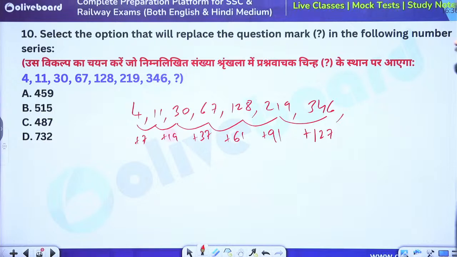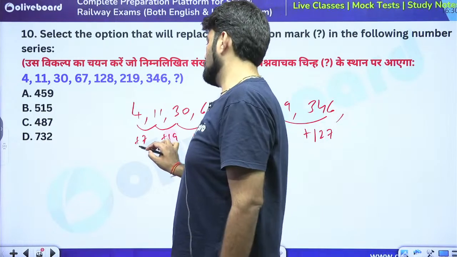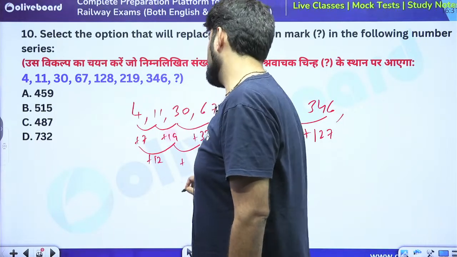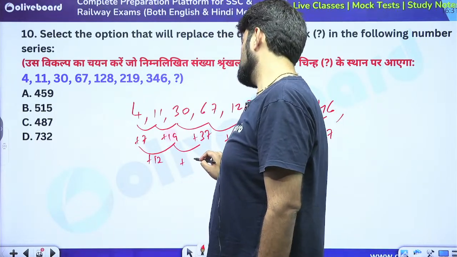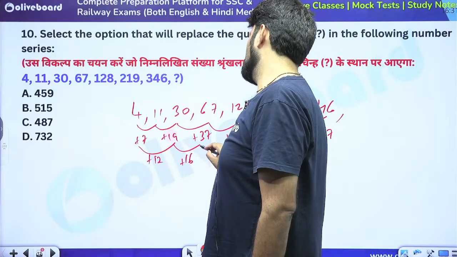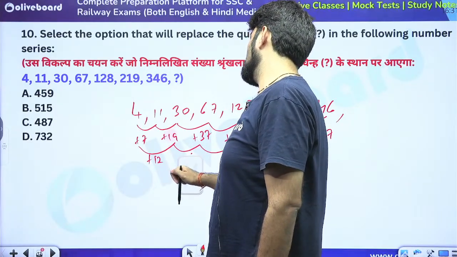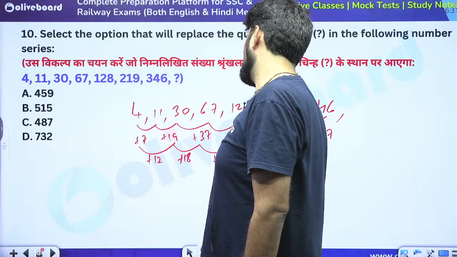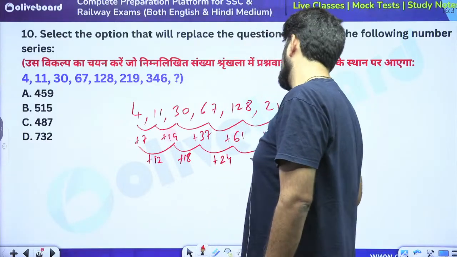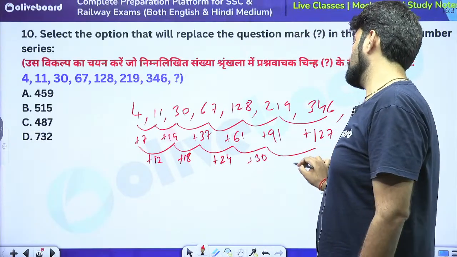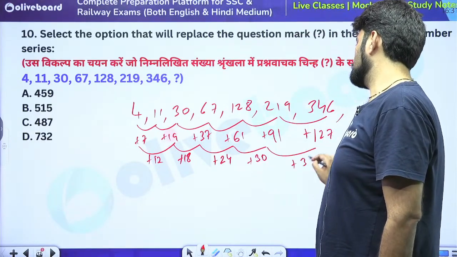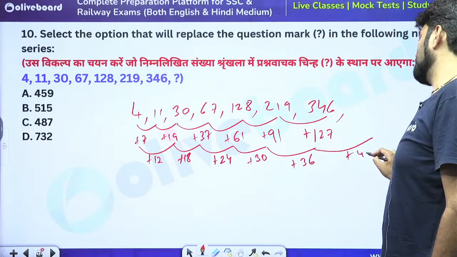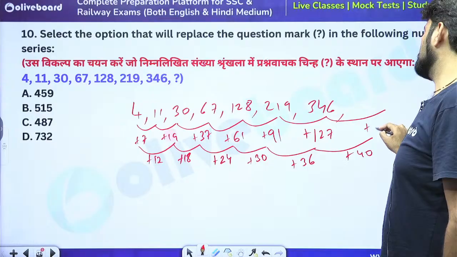Now this is what is happening. We don't understand anything, so we can find the double difference. So this is plus 12, this is plus 18, this is plus 24, this is plus 30, and this is plus 36. So we will get it clear that the difference is 6. So the next one will be plus 42. The next one will be 127.